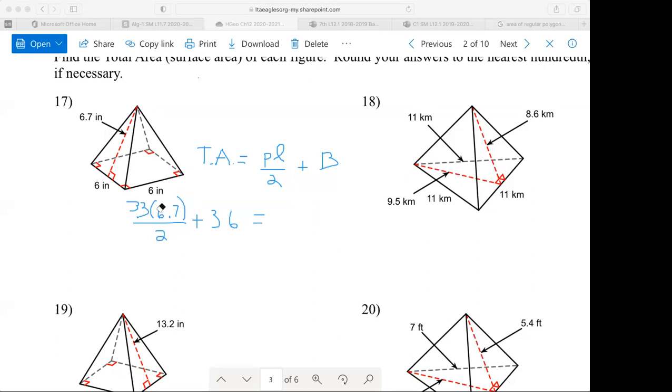Wait a second. Which question are you on? 18. Oh, okay. Sorry, I thought you were on 17. No, we just did it. We just did 17. We just got the right answer. Oh yeah. All right. Divided by 2.